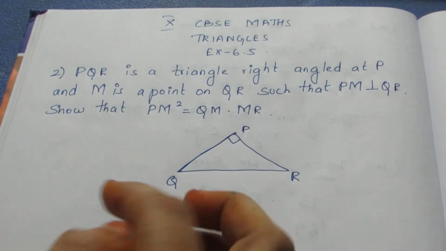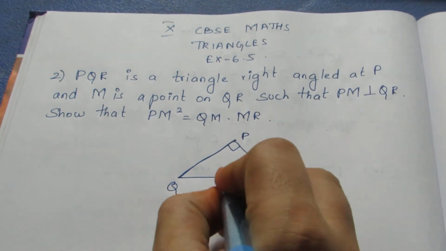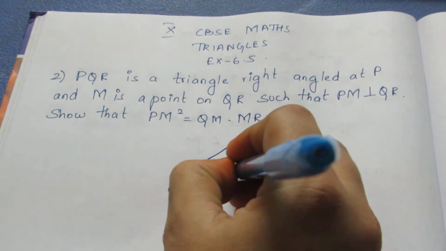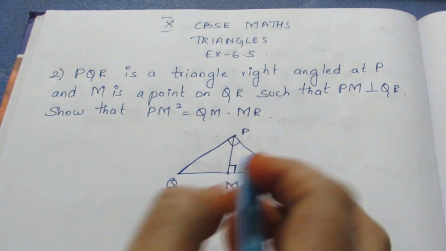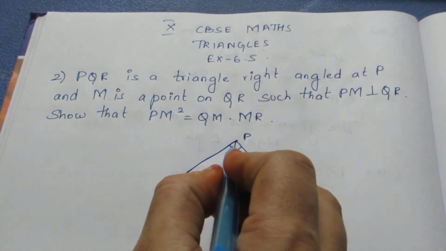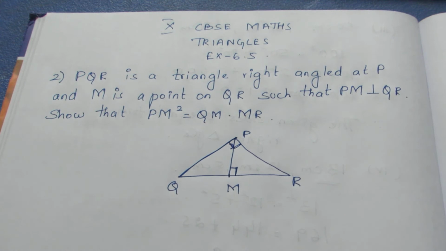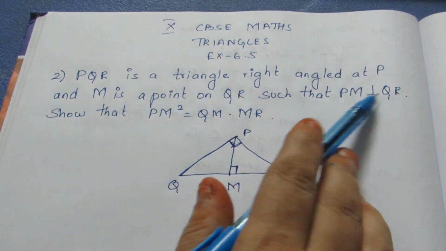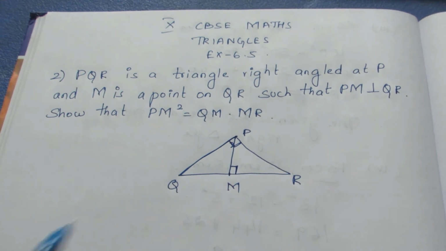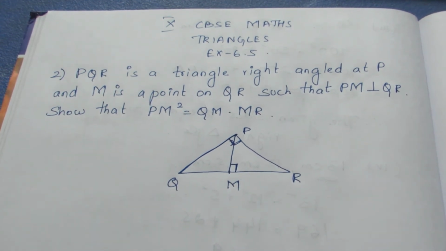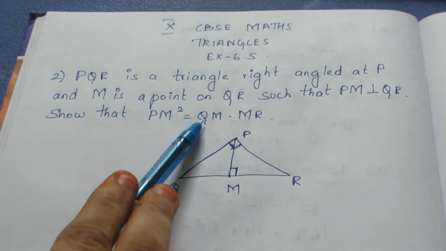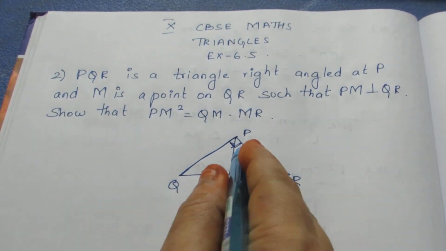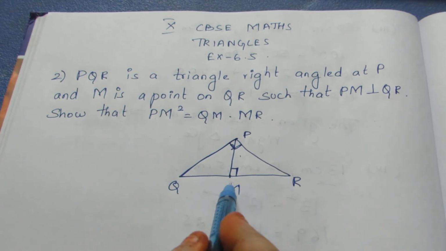Now M is a point on QR such that PM is perpendicular to QR. So this angle will be 90 degree. This is a right triangle, so I am marking it to be 90 degree over here, and also PM is perpendicular to QR, so it will be 90 degree here. We need to show that PM square is equal to QM into MR.